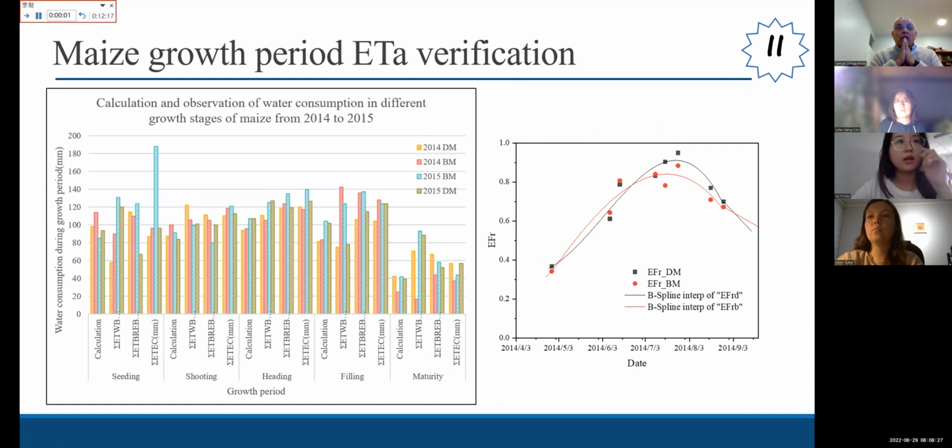The ETA value obtained by Landsat 8 and the METRIC model was used to extend the growth period scale. The water consumption of maize at each growth stage under the two irrigation methods from 2014 to 2015 was obtained and compared with the observed values of water balance, BREP and EC.